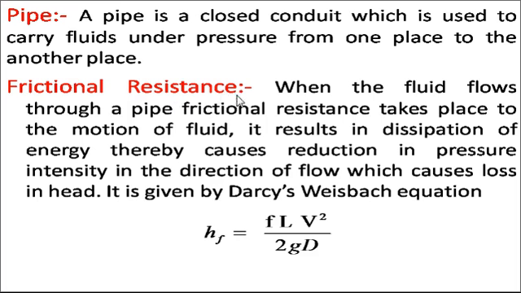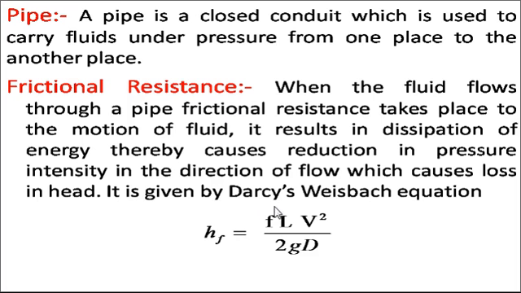Now, when the fluid flows through the pipe, frictional resistance takes place to the motion of the fluid. That frictional resistance is due to the friction between the molecules of the fluid themselves, or due to the friction between the molecules of the fluid and the wall of the pipe. Due to that frictional resistance, energy loss takes place along the direction of the flow. That energy loss is in the form of decrement in the pressure along the direction of the flow, and that decrement in the pressure along the direction of flow is known as head loss.